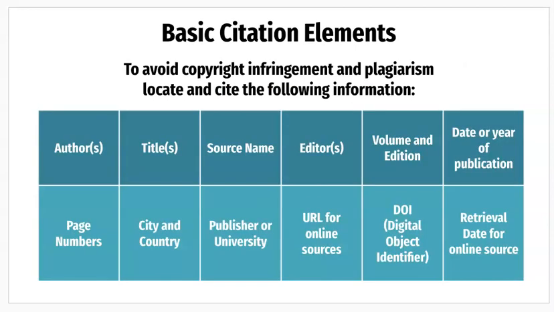So here are some basic citation elements that you could use to avoid copyright infringement and plagiarism. Locate and cite the following information: authors, titles, source name, editors, volume and edition, date or year of publication, page number, city and country, publisher or university, URL for online sources, DOI, which is the digital object identifier, and the retrieval date for your online sources.